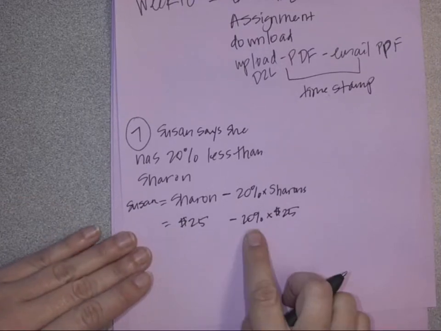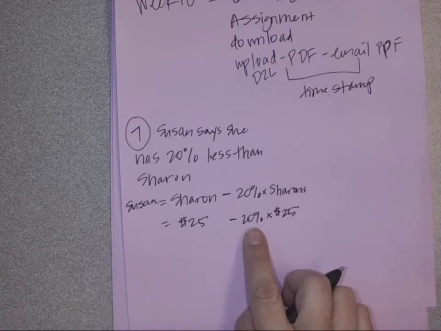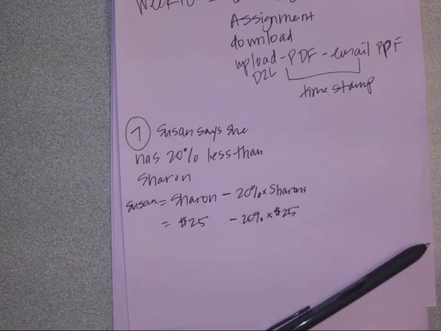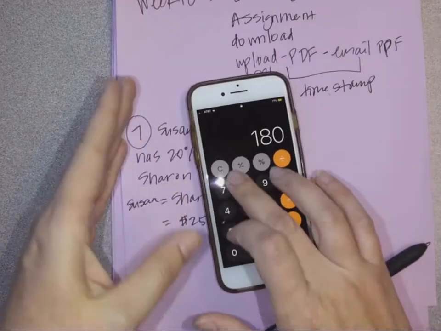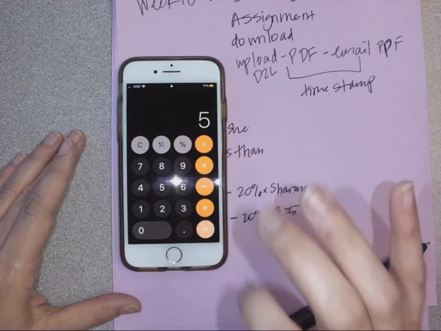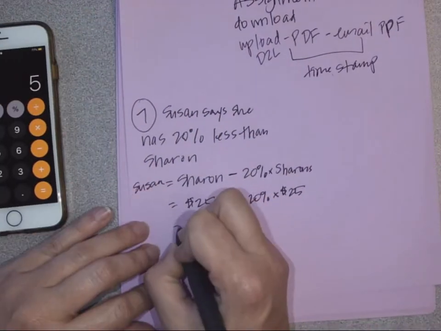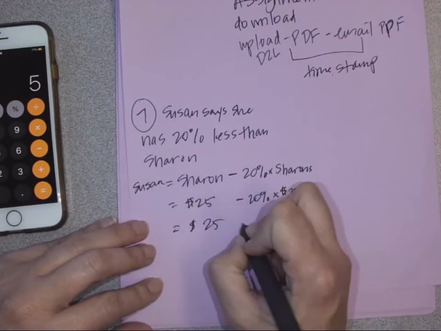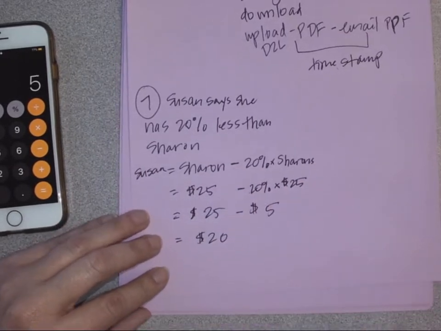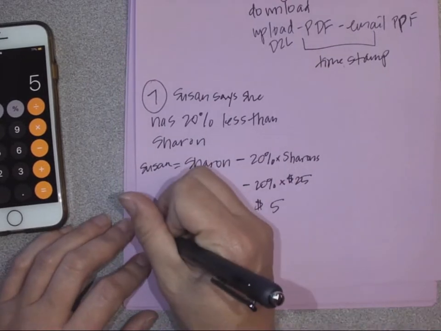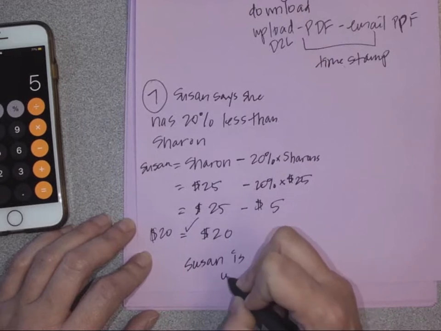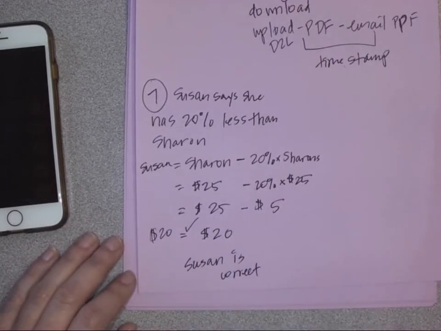20% of $25 is $5. You could do that on your calculator if you needed to. You could do it in your head. It's totally up to you. Just showing you on your calculator, $25 times 0.20 is 5. So for Susan to be right, Susan needs to have $25 minus $5. Susan needs to have $20. Does Susan have $20? Yes, she does have $20. So Susan is right. The statement she made is correct.